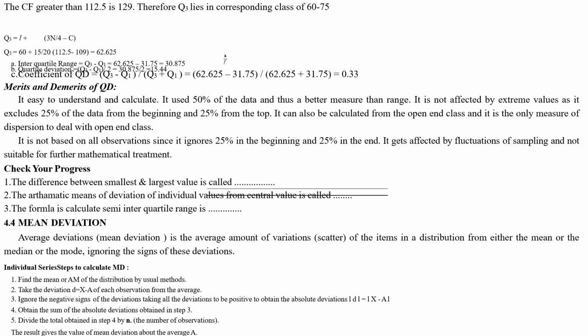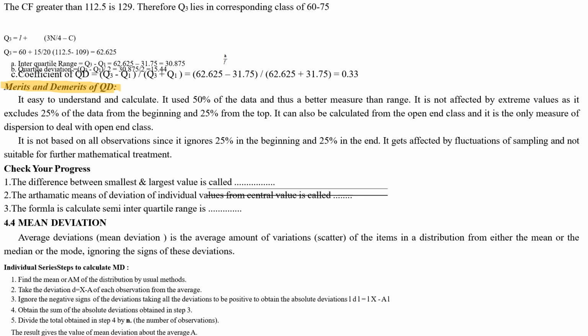Then we'll go for merits and demerits of quartile deviation. It is easy to understand and calculate, it uses 50% of the data, thus a better measure than range. It is better than range because it considers 50%. Not affected by extreme values as we are excluding those, right? So there is no effect on it. It is not based on all the observations, because we leave out 25% on both sides, so all observations are not considered. It gets affected by the fluctuations of sampling and is not suitable for further mathematical treatment. We can't use it further either.